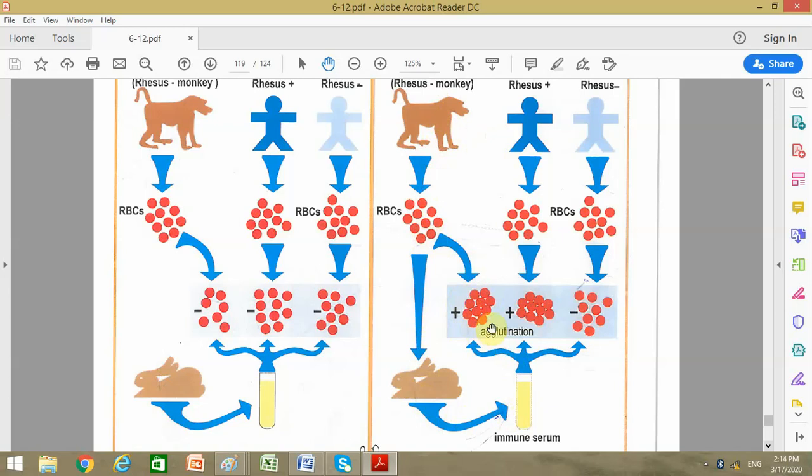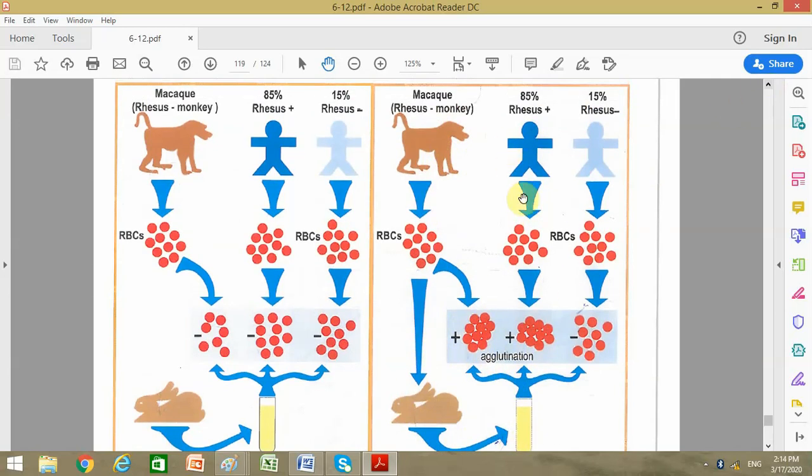But to our surprise, 85% of the individuals, of the humans, had their blood also agglutinated by this rabbit serum, although their blood was not injected into the rabbit, which means that the rabbit developed antibodies against the monkey. The antibodies could agglutinate the blood of 85 individuals, but could not agglutinate the blood of the other 15%.